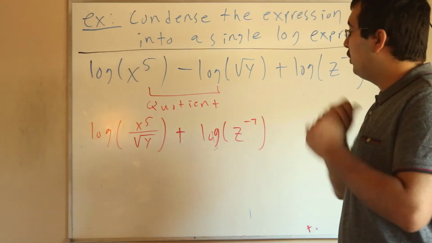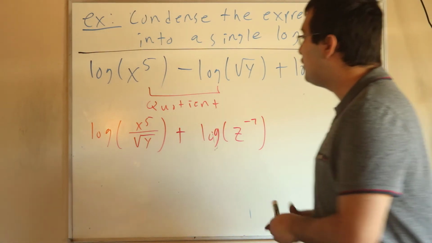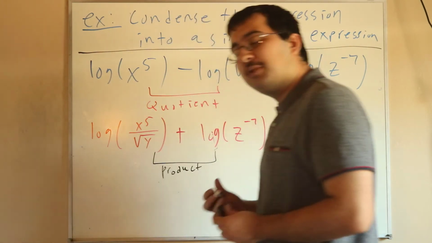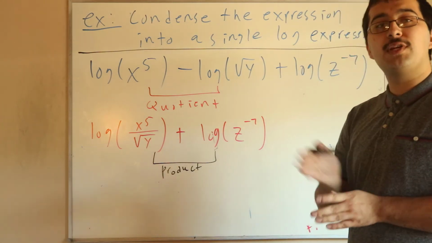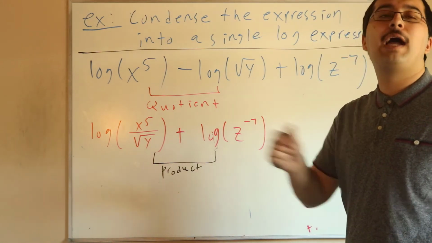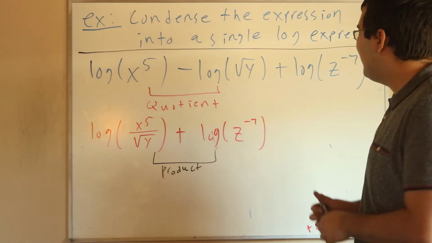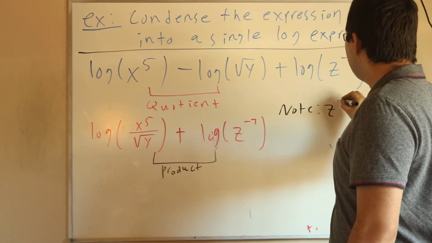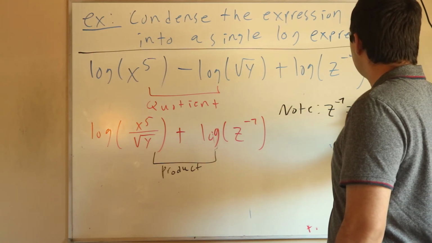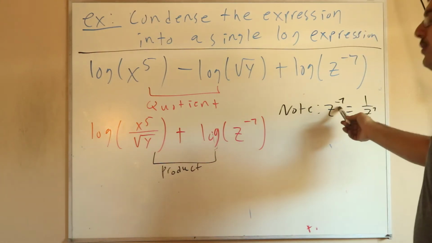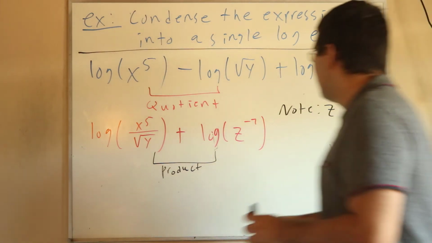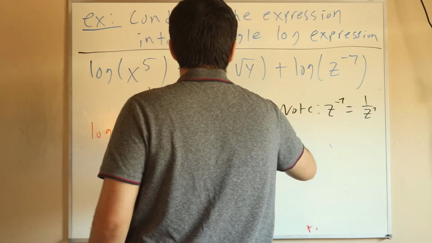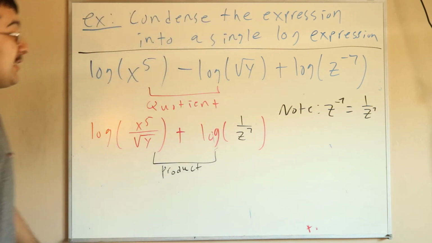All right, so from here, we now are adding two logarithms. So this is a product property application. We can use the product property, log of A plus log of B equals log of A times B. Now before we get into that, I do want to note that z to the minus 7 power equals 1 over z to the 7th power. So remember, all negative exponents can be written as fractions. So then I'm going to simply rewrite this as a fraction. We get 1 over z to the 7th power.